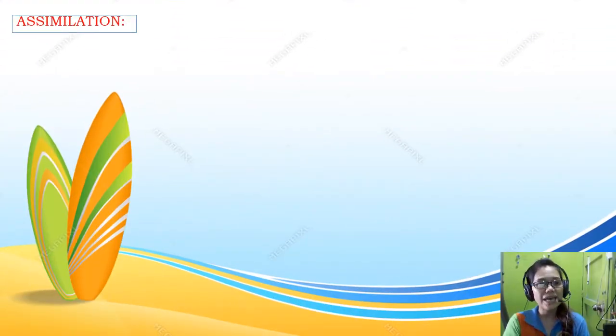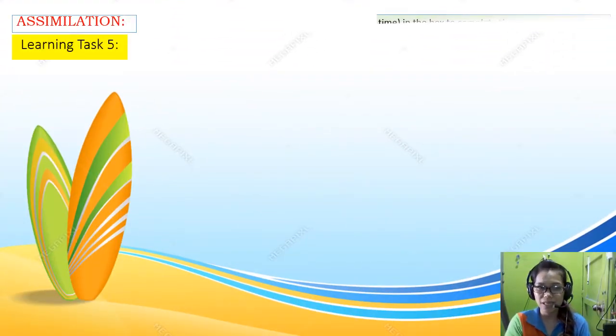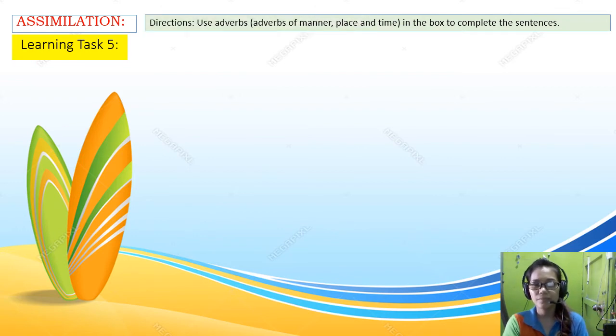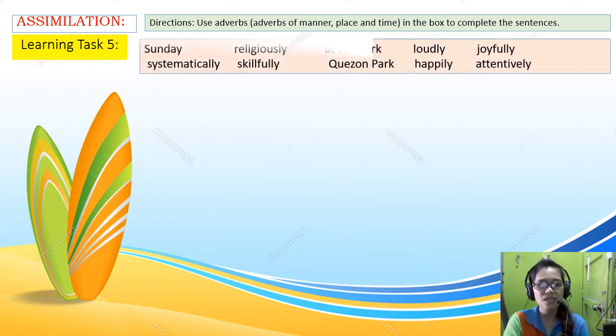For learning task number 5, assimilation. Directions. Use adverbs, adverbs of manner, place, and time in the box to complete the sentences. So these are the choices. We have the words Sunday, systematically, religiously, skillfully, at the park, Quezon Park, loudly, happily, joyfully, and attentively.